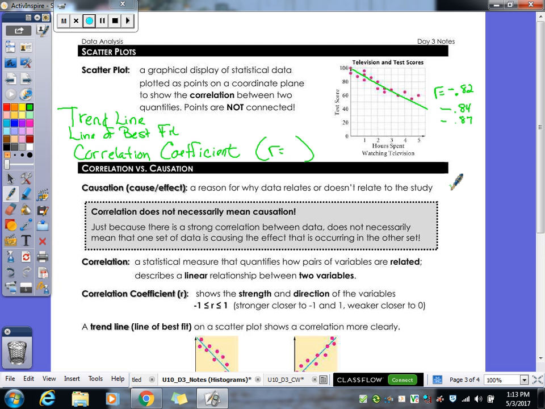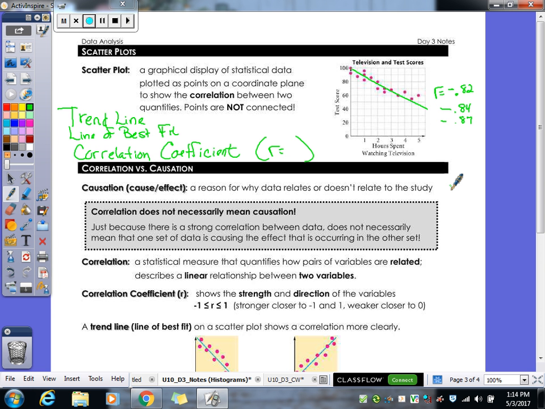Okay. So we have to understand the difference between causation, where one thing definitely caused the other, okay? For example, not studying and your test grade: not studying causes your test grade to go down. That's something that's caused.